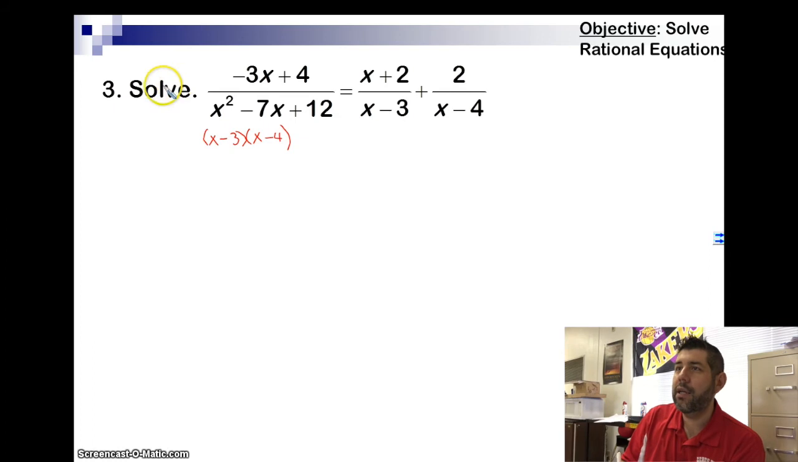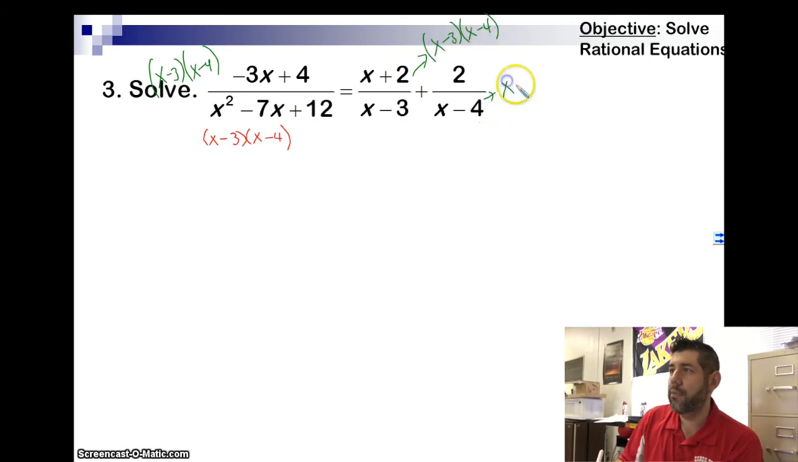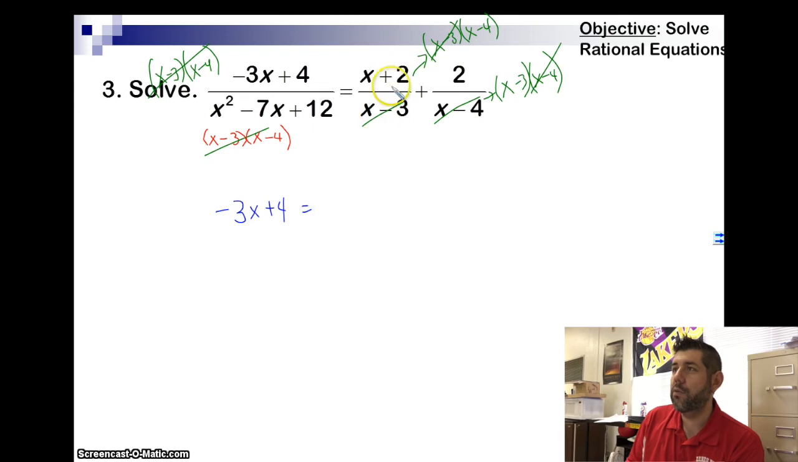So I'm going to multiply this one by x minus 3 times x minus 4. This one here by x minus 3 times x minus 4. And this one here by x minus 3 times x minus 4. Okay, so what's that going to do? Clear, clear. X minus 3, x minus 3, x minus 4, x minus 4. That's going to leave me with negative 3x plus 4 equals x plus 2 times x minus 4 plus 2 times x minus 3.